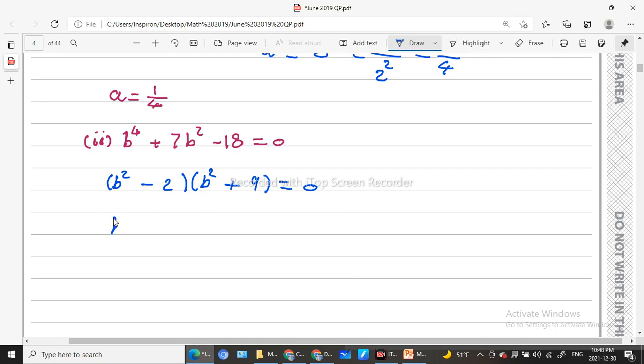Now b squared minus 2 equals 0. So b squared equals 2. So b equals positive or negative square root of 2.